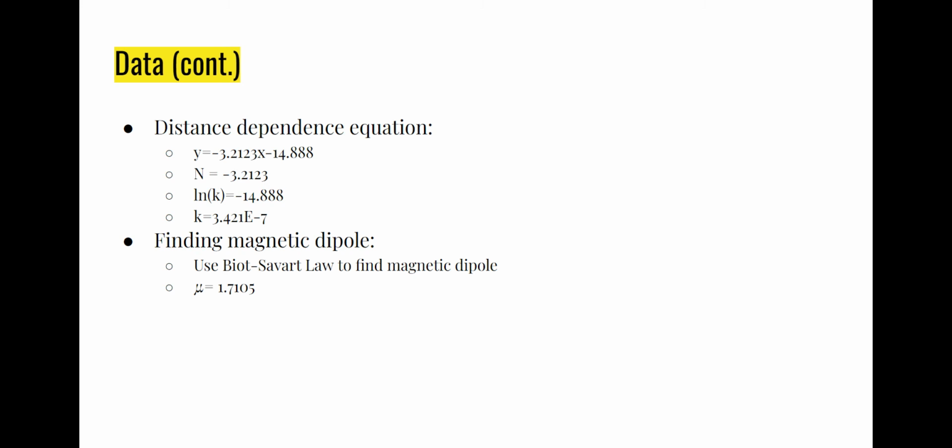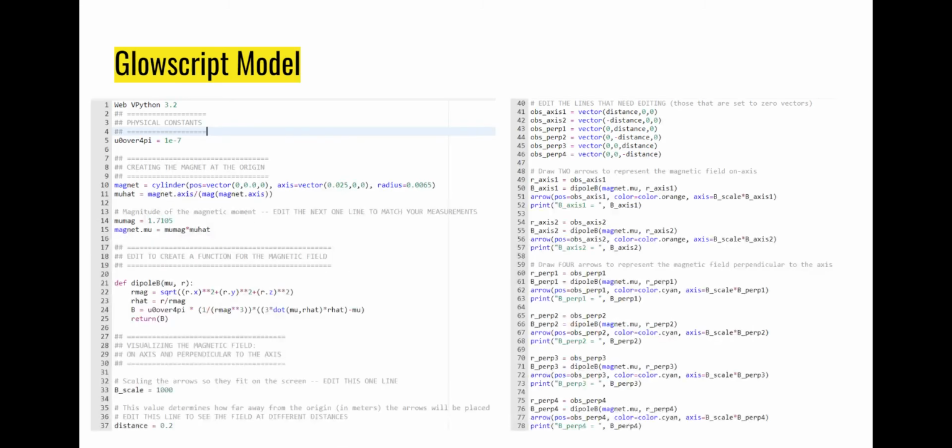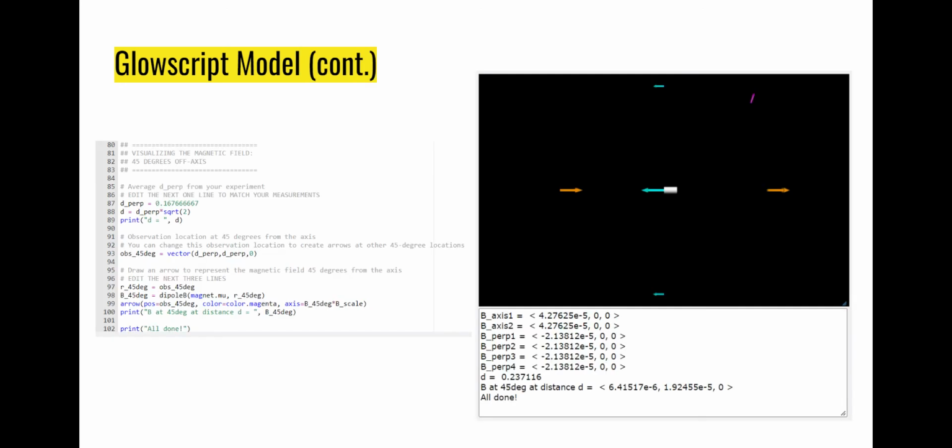Finding the magnetic dipole, we used the Biot-Savart law to find the magnetic dipole, resulting in that mu equals 1.7105 value. Here is the GlowScript code I used to create my model, which is shown on the right.